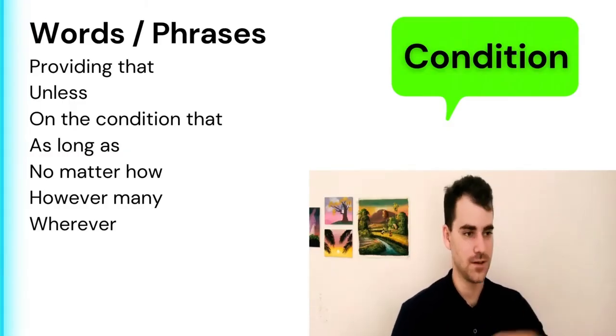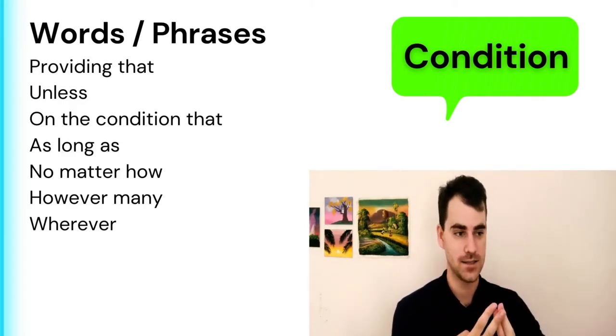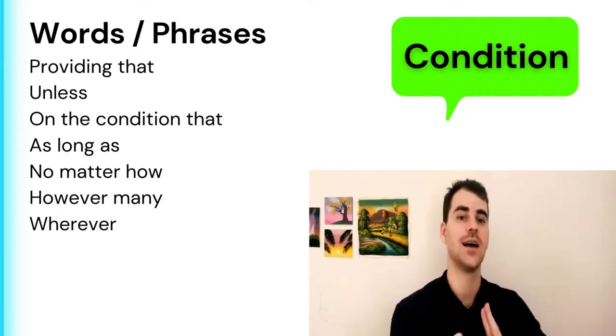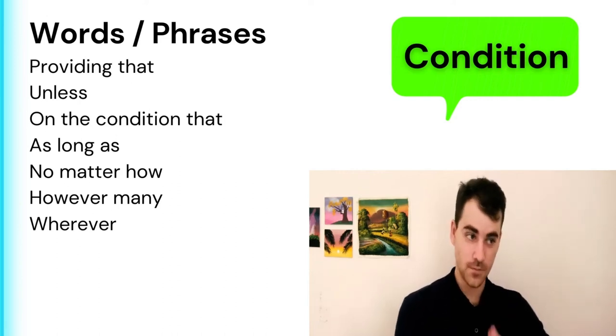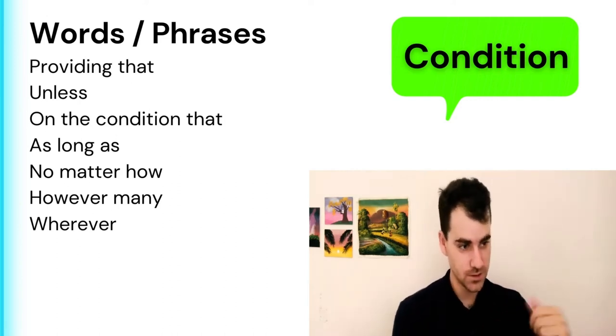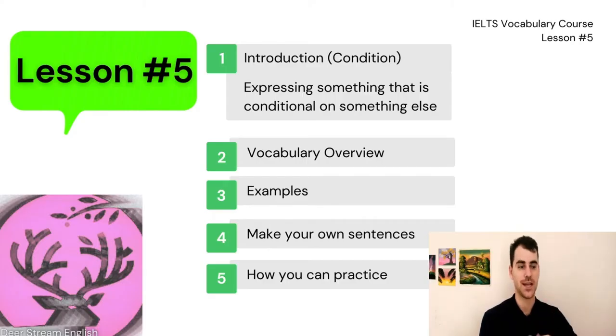So we're going to look at all of these words or phrases today: providing that, unless, on the condition that, as long as, no matter how, however many, wherever. So let's go right into some examples. First, we're going to look at examples, and then you're going to have to create your own sentences near the end of the video. You got to be creative, okay? I'm also going to give you some tips at the end for how you can practice, because it's very important.